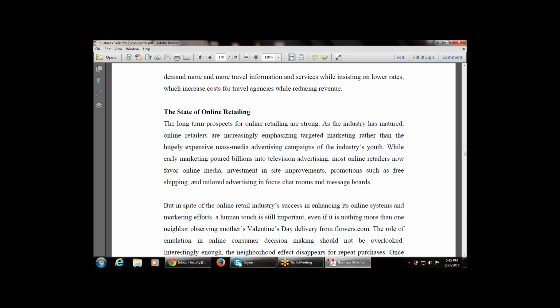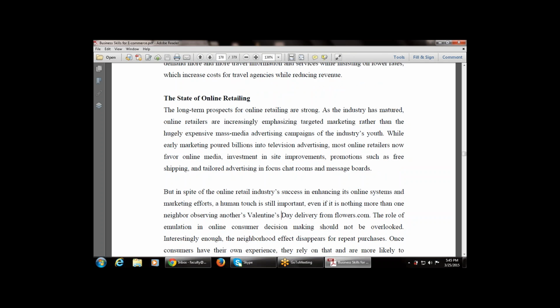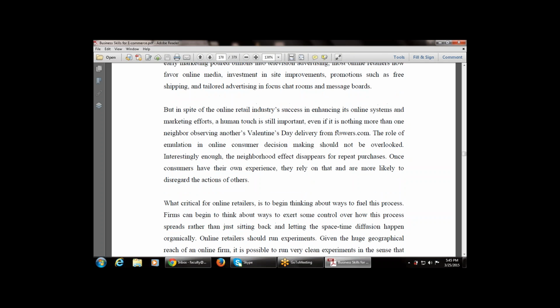The role of emulation in online consumer decision making should not be overlooked. Interestingly enough, the neighborhood effect disappears for repeat purchases. Once consumers have their own experience, they rely on that and are more likely to disregard the actions of others.